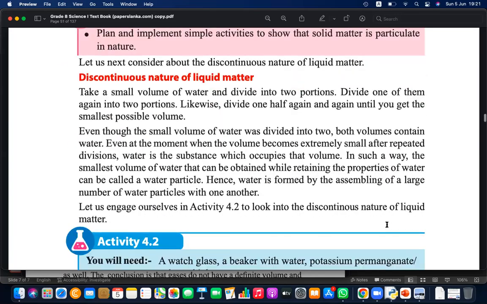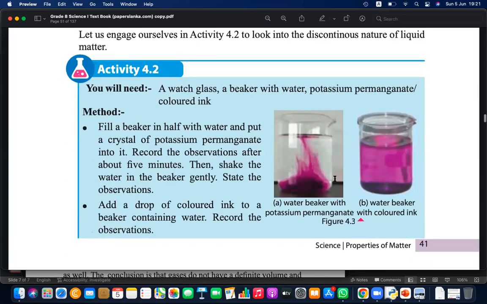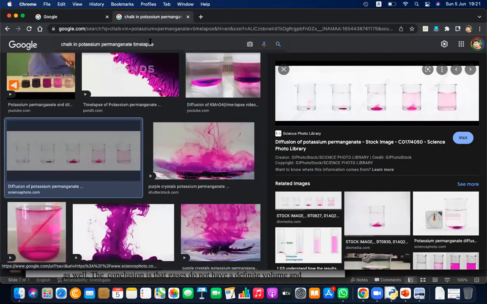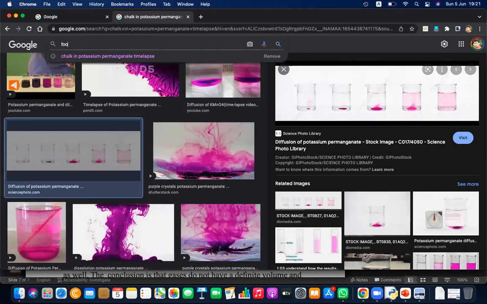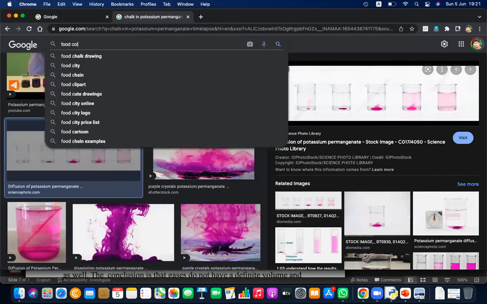But anyway, for today, please do this, you can find. If that's difficult, just use that ink dust available in shops. Or you can use a drop of food coloring. That is very simple. If your mother is making cake, you can find food coloring.